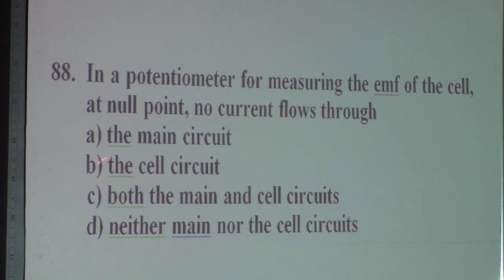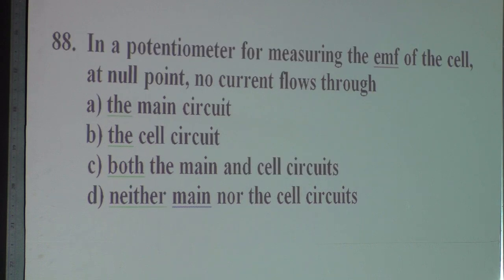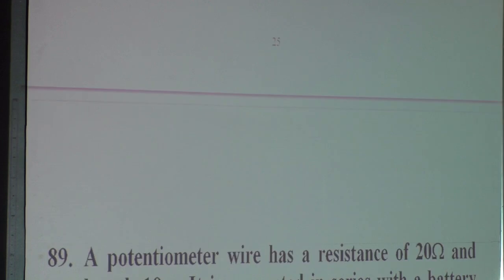So option is B. No current flows to the experimental cell, whereas current because of the primary cell flows through the wire. That is true. Otherwise we don't get potential drop. So option B. We'll move on to the next one.